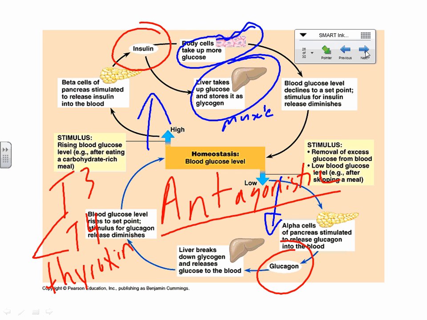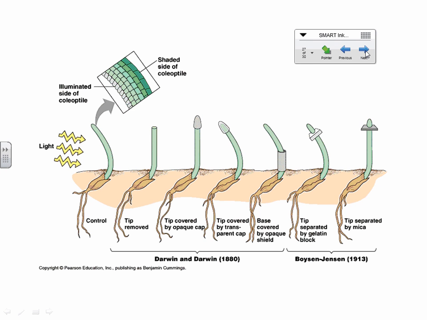All right, let's see if there's anything else here we need to look at. Let's look at that one. This is something we talked about in class a couple days ago. What's that little plant stem doing? It's growing toward the light. What do we call that? Phototropism. A tropism is a movement of a plant in response to what? The environment. Could be to light.